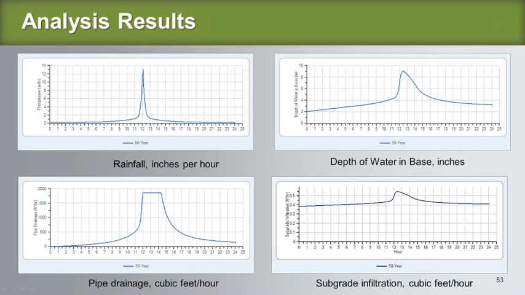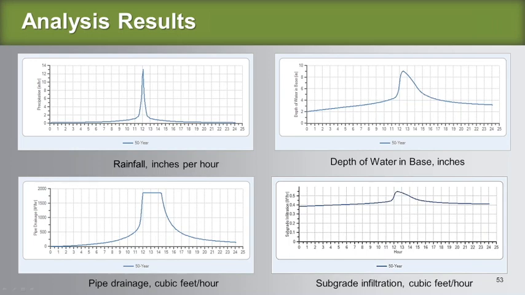The results then, you get them out. You get things like rainfall in inches per hour, and the depth of water in the base dynamically over the time period, over 24 hours. You get pipes on the bottom. You see there's a horizontal line. It means that your pipe drainage started going up and all of a sudden it got full, and so your pipes are running full, so it's dead flat.